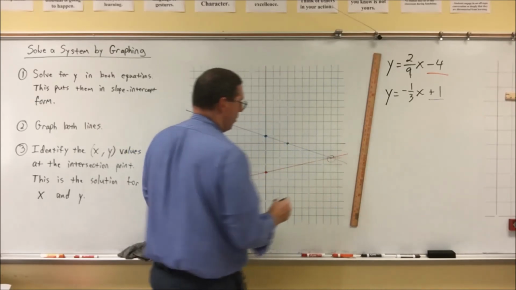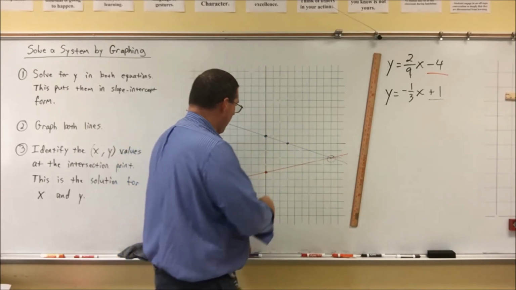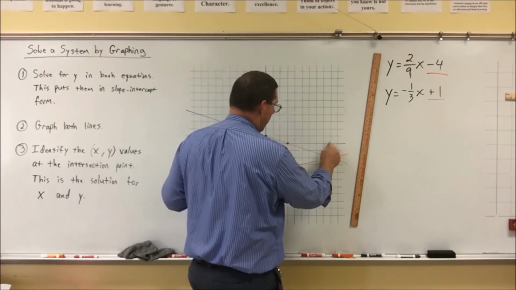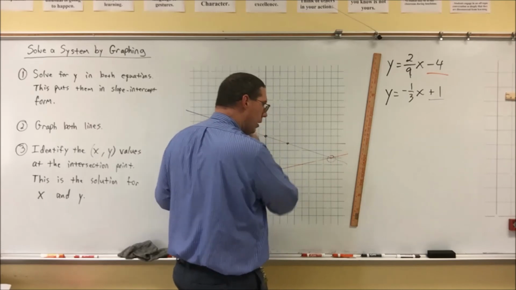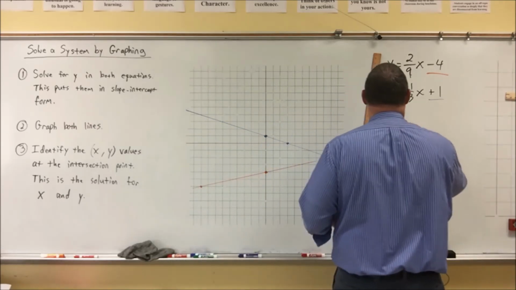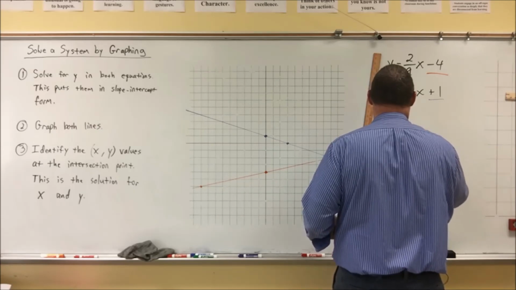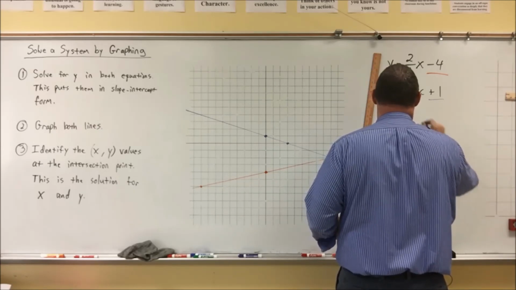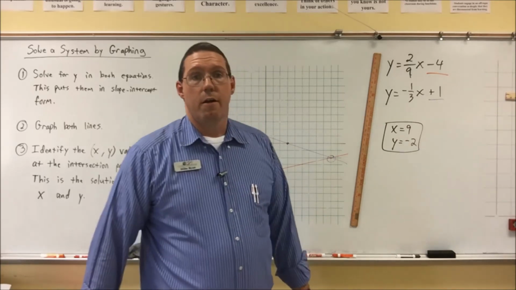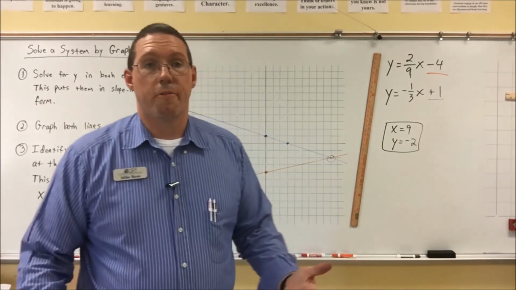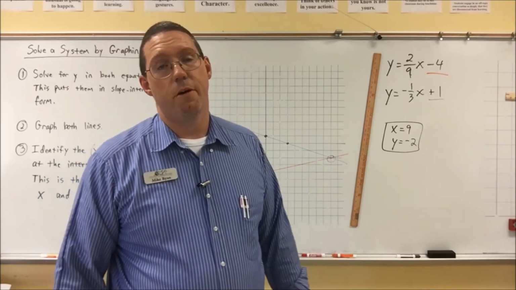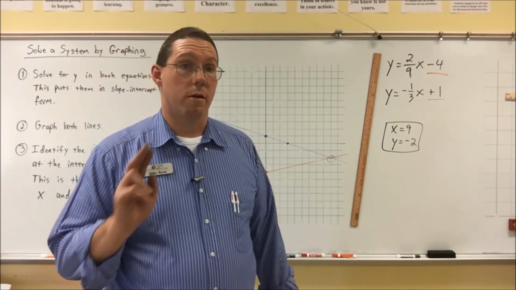They intersect right over here, right? And so that is from the origin, 1, 2, 3, 4, 5, 6, 7, 8, 9, and down 2. So 9 and negative 2. So x equals 9, y equals negative 2, and that's our solution. Okay? That's it for solving a system of equations using graphs. And now let's move on to solving a system of equations using substitution.